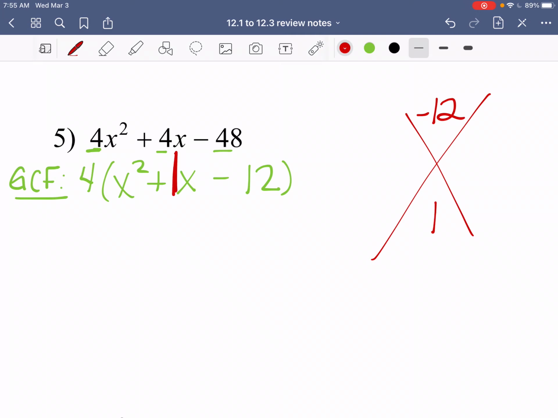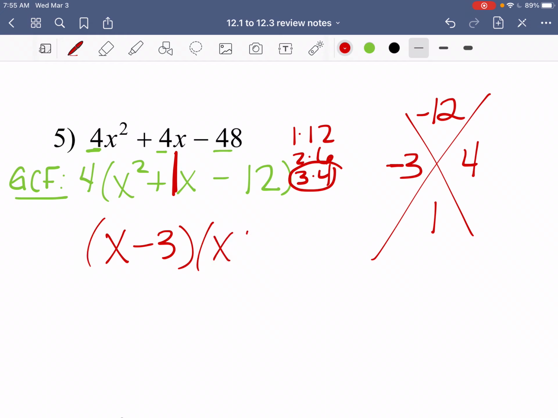Things that multiply to be 12 would be 1 and 12, 2 and 6, and 3 and 4. The only combination that's going to give you 1 if you add or subtract is 3 and 4, which means one of them needs to be negative. In this case, I need a positive when I add, so that means that the 3 is negative. So it's x minus 3, x plus 4, and then the GCF that we took out in the original problem goes in the front.